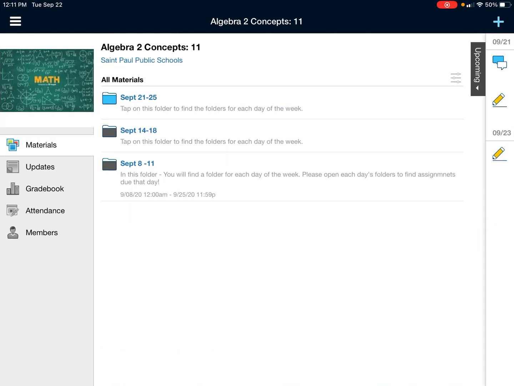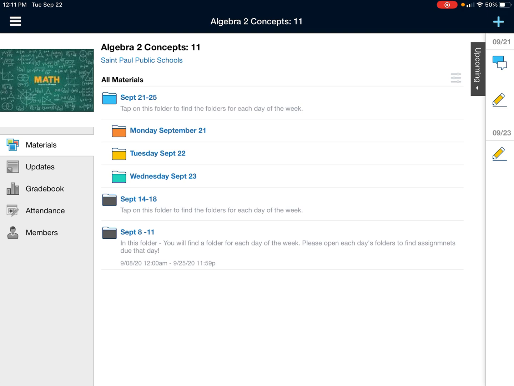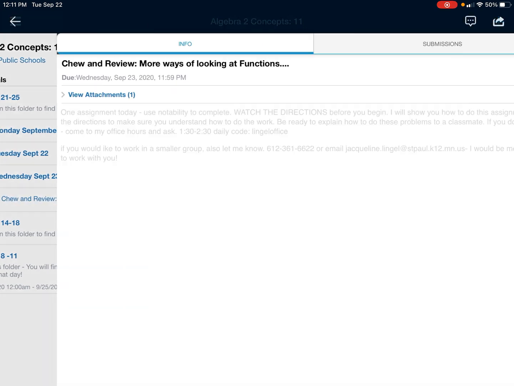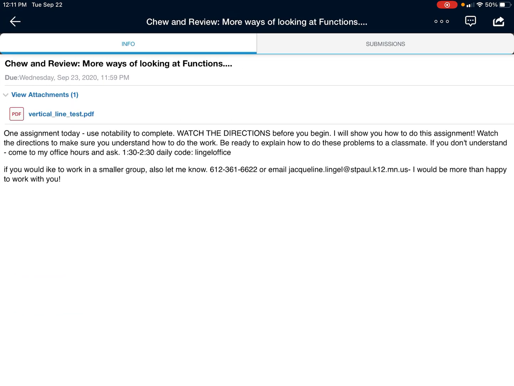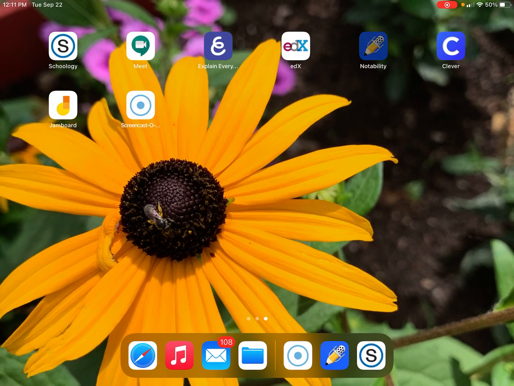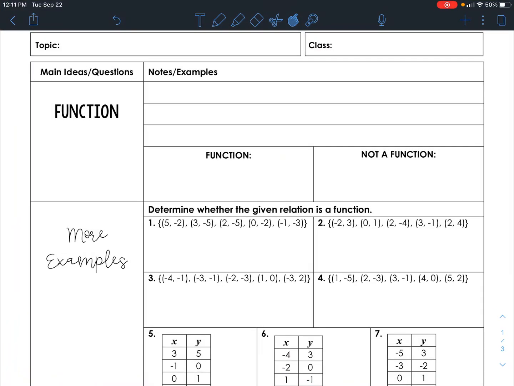We'll go into Schoology today. All right, just like always, September 21st through the 25th, the blue folder. Today, September 23rd. Chew and review, more ways of looking at functions. Open that right up. We will be doing this in Notability today because this is a worksheet. Love worksheets as well. Sometimes you have to do them. We don't have to do them every day though. So let me go to Notability and open this up. And there it is. All right.